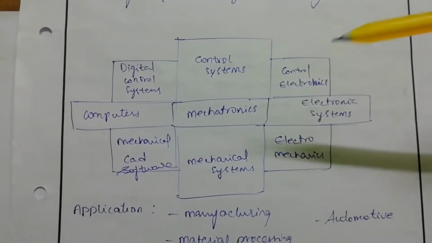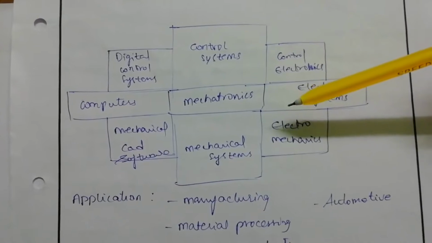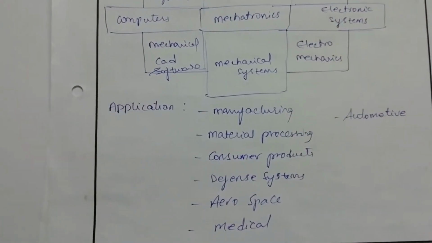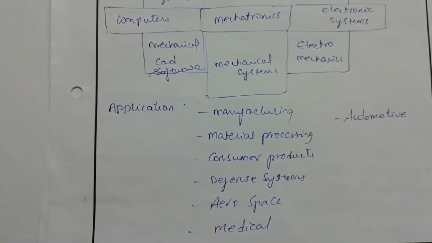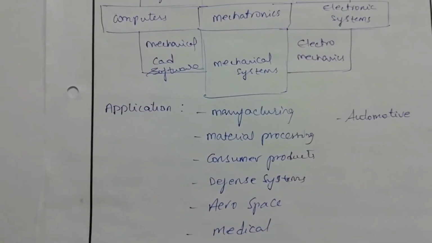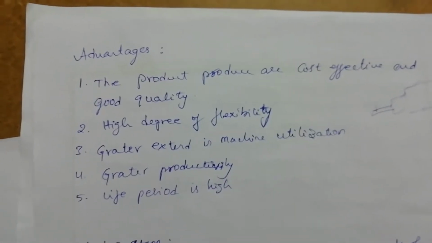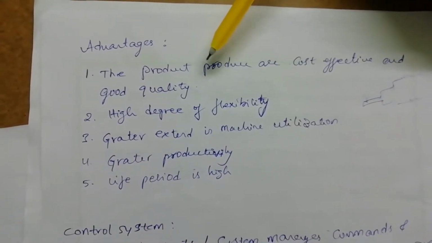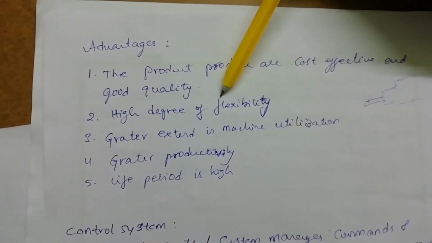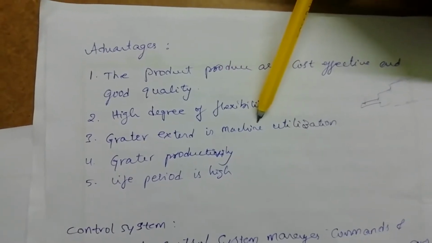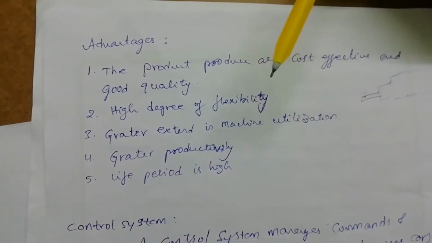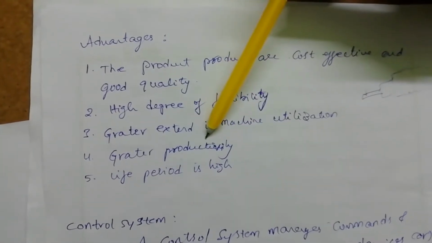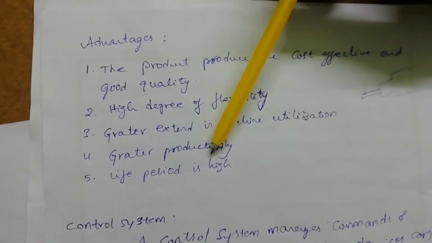Now, where do we use mechatronics in practical applications? In practice, we use it in manufacturing, metal processing, consumer products, defense, aerospace, medical and automation. What are the advantages of products produced with mechatronics? They are cost effective and of good quality, with a high degree of flexibility and greater machine utilization. That means it is integrated with machinery, giving greater productivity and a long life period.